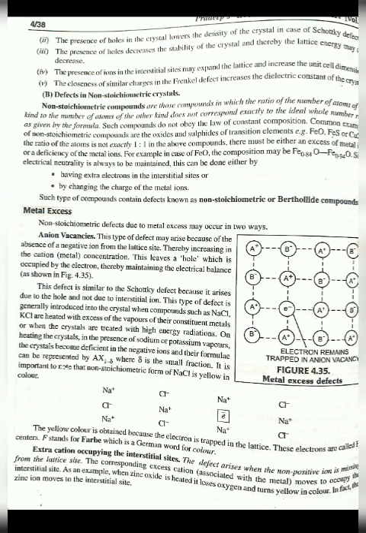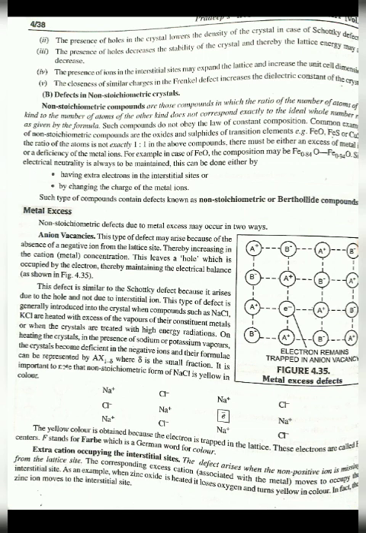B. Defects in non-stoichiometric crystals. Non-stoichiometric compounds are those compounds in which the ratio of the number of atoms of one kind to the number of atoms of the other kind does not correspond exactly to the ideal whole number ratio as given by the formula. Such compounds do not obey the law of constant composition. Common examples of non-stoichiometric compounds are the oxides and sulfides of transition elements, for example FeO, FeS or CuS. If the ratio of the atoms is not exactly 1:1 in the above compounds, there must be either an excess of metal ions or a deficiency of the metal ions.